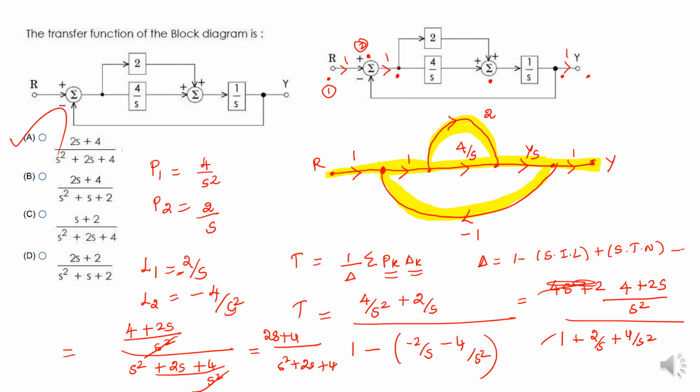So when we convert the block diagram into a signal flow graph, it is easy to solve the problem and easy to find the transfer function.